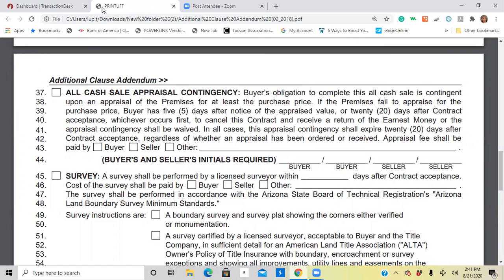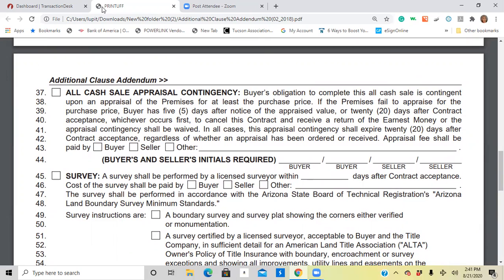Buyer's obligation to complete this all-cash sale is contingent upon an appraisal of the premises for at least the purchase price. So remember that on a cash sale, the financing section, section 2, is skipped. So the provision for the contingency of the appraisal is out, and you have to write it back in.